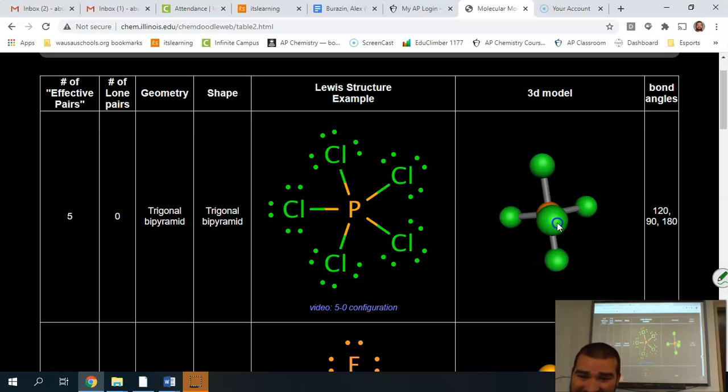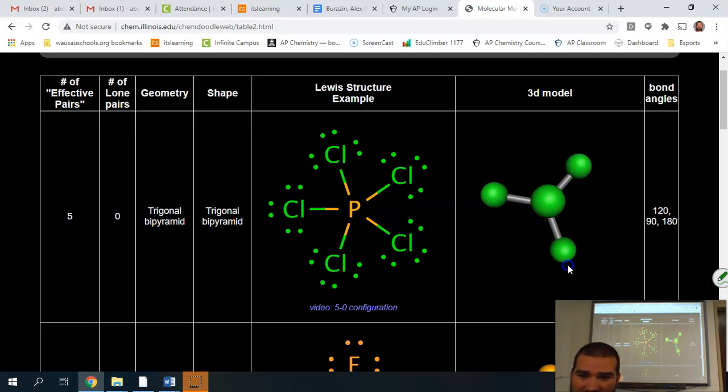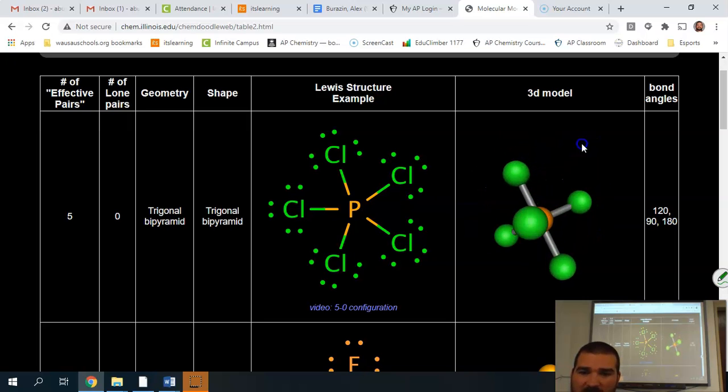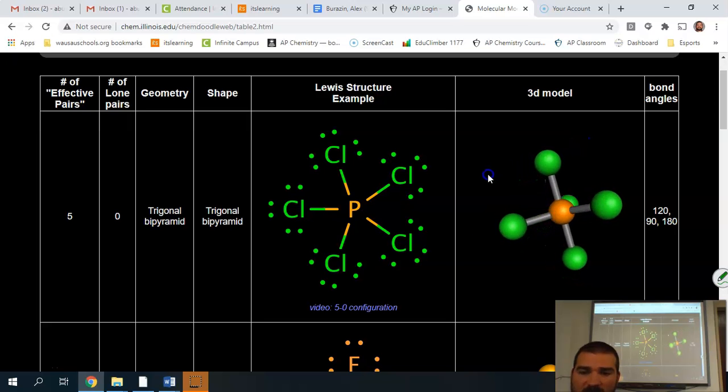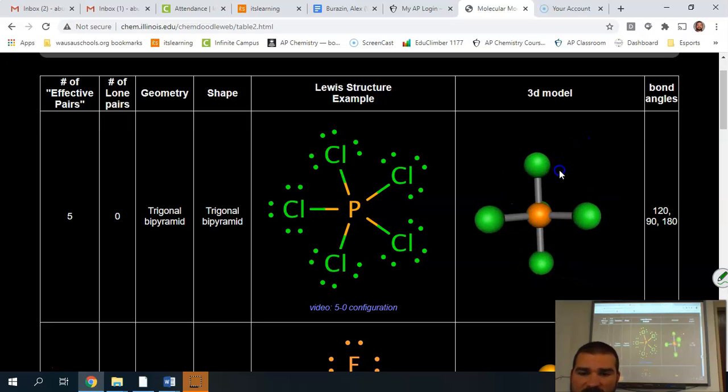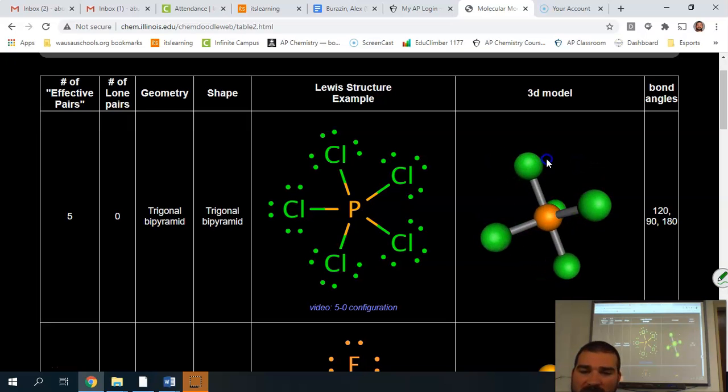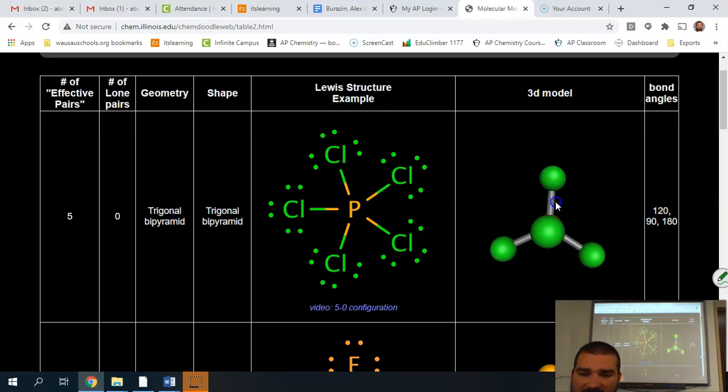Let me explain. If you look down the center here, if I flip it like this, we have 3 atoms kind of around the equator, you could say, or equatorial. Okay? These 3 atoms are like the equator if we were talking about a globe, right? If I flip it on its side here, you'll notice that these 3 atoms make a nice perfect triangle, hence trigonal.